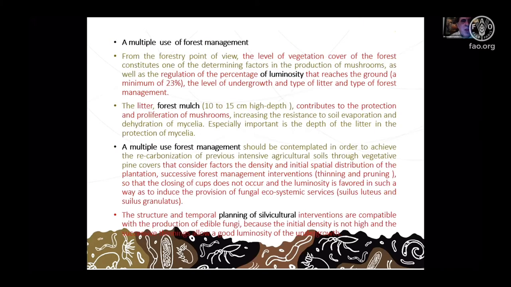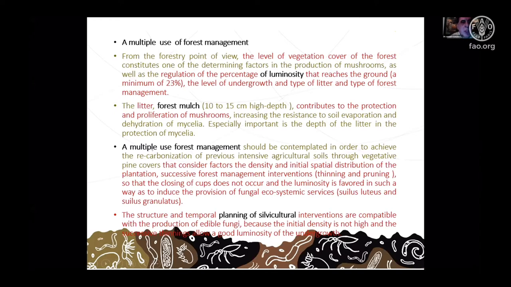In multiple forest management, from the forestry point of view, luminosity is very important, and also consider the forest mulch or litter. You can have a depth from 10 to 15 centimeters, and that contributes to the protection of the soil and the proliferation of mushrooms.